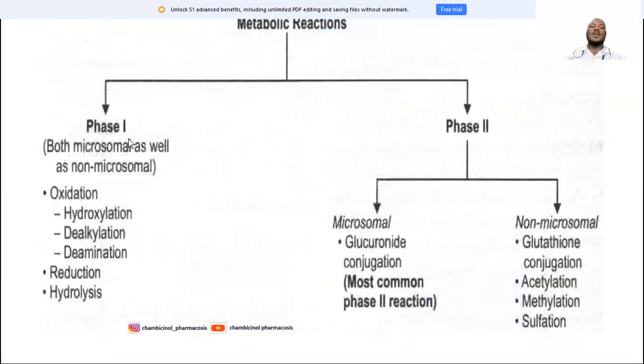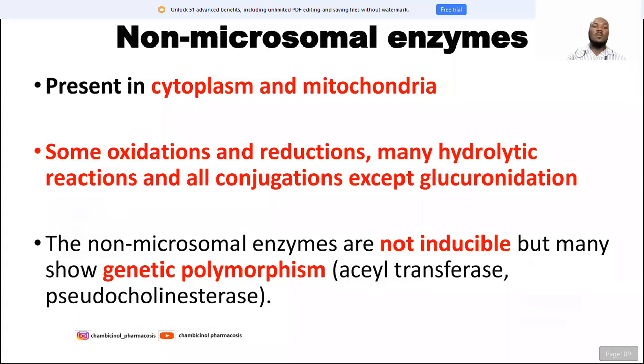So as you can see in phase 1 reaction, we say that both microsomal and non-microsomal enzymes occur, but it is only for oxidation, reduction, and hydrolysis that the microsomal enzyme is involved. While the rest, which are cyclization and decyclization, are by non-microsomal enzymes. So that is all about the microsomal enzymes.